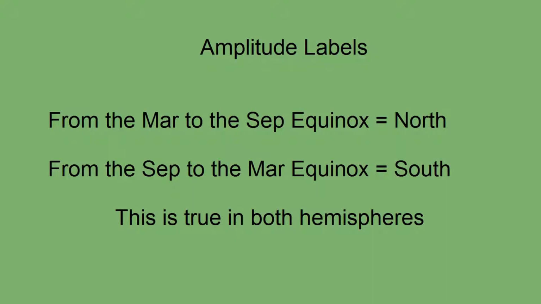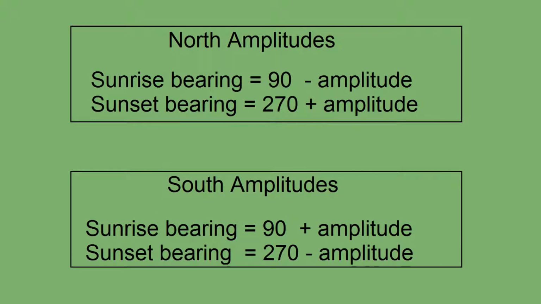But is it a north or south amplitude? Here's how to know. Amplitude labels from the March to the September equinox are always north, and amplitude labels from the September to the March equinox are always south. The above rules are true no matter which hemisphere you're in.